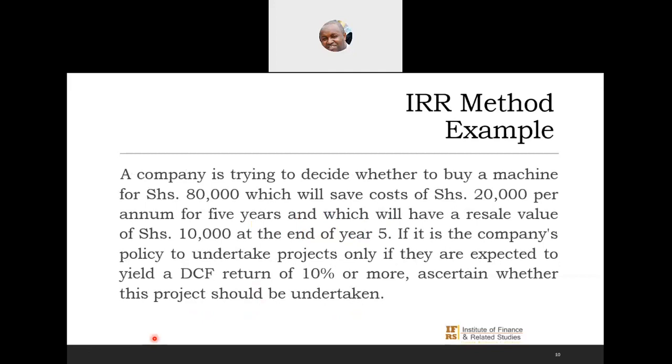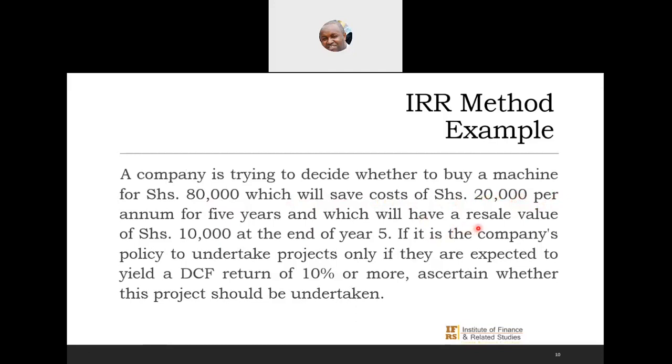Very well. You notice that we've been told that a company is making a decision on whether to buy a machine at shillings 80,000. 80,000 is the initial outlay. Further, we are told that this machine would save 20,000 shillings per annum for the next 5 years. These cost savings are our inflows, and we notice they are annuities. An annuity is a series of equal annual cash flows.